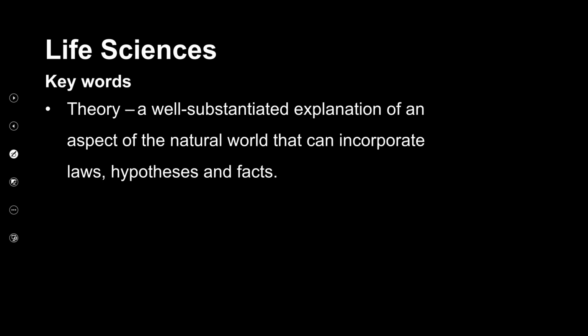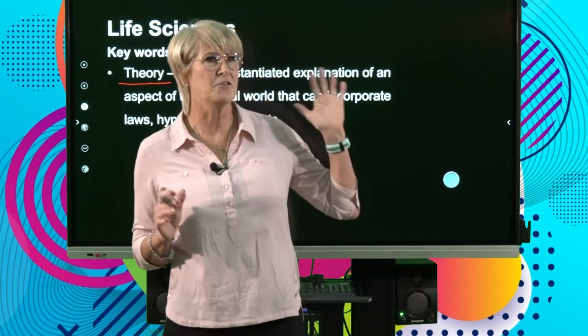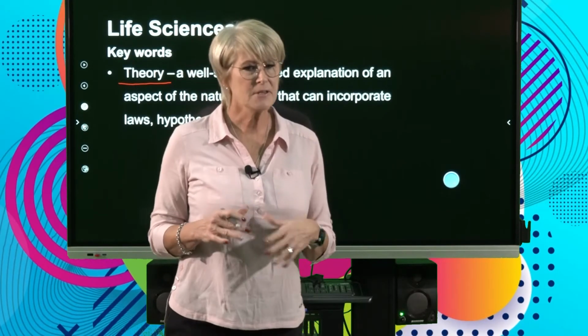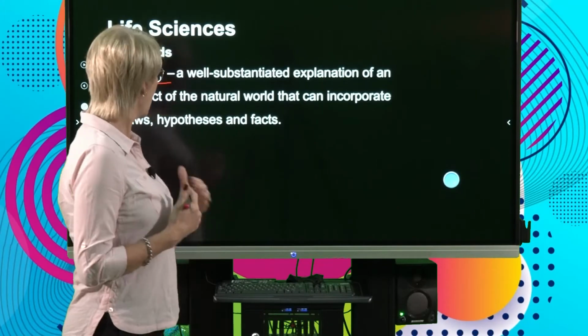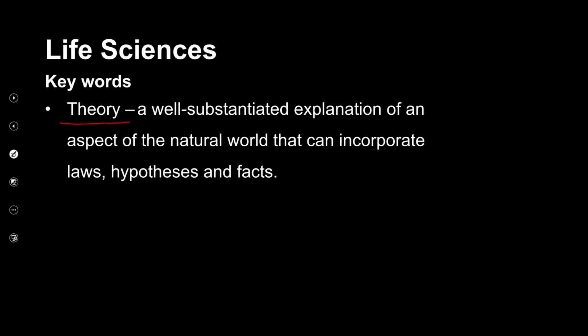Right, then we're going to have a look at the term theory. And a theory is a well-substantiated explanation of an aspect of the natural world that can incorporate laws, hypotheses, and facts. Okay, so a theory isn't just something that somebody thought about and said, okay, I have a theory. In a scientific theory, what we've actually got is we have laws, hypotheses, and facts that actually back up that theory.